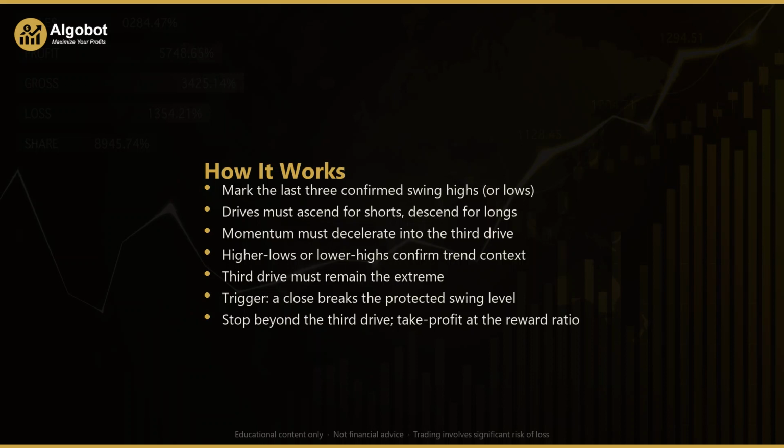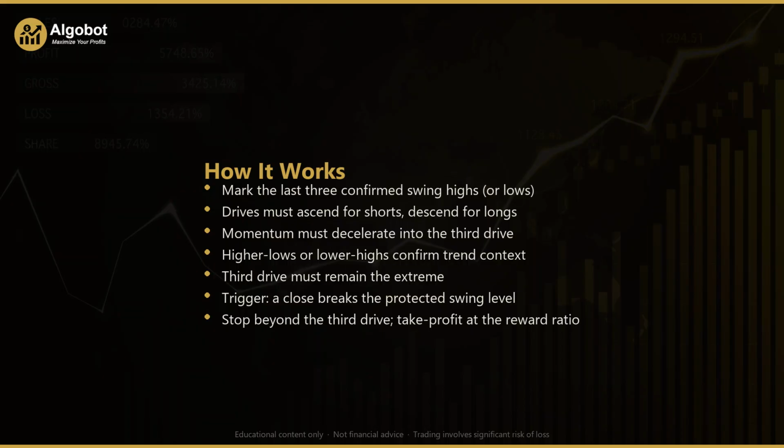Let's break down the mechanics step by step, using the short setup as our example. The long setup is simply the mirror image. First, the strategy scans recent price history and marks every confirmed swing high. A swing high is a candle whose high stands above a set number of candles on each side, controlled by the pivot left-right parameter. From those pivots, it takes the last three swing highs in order.